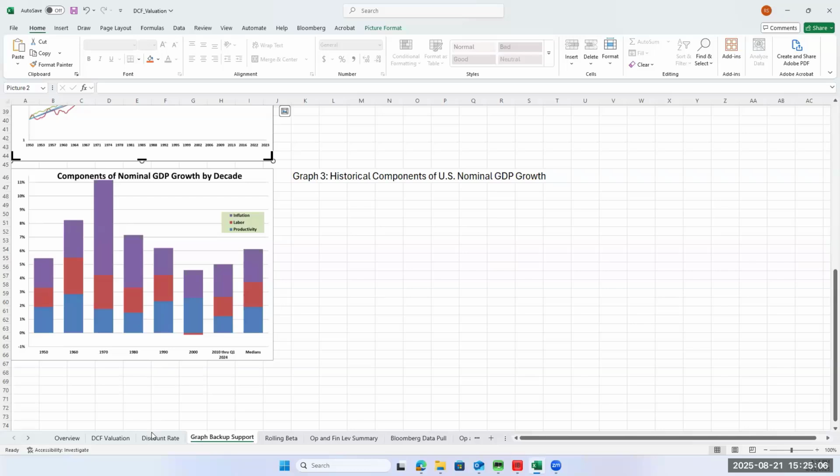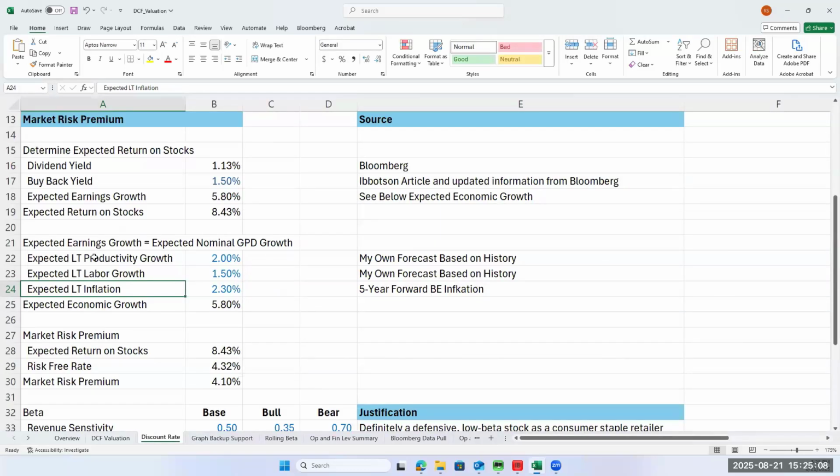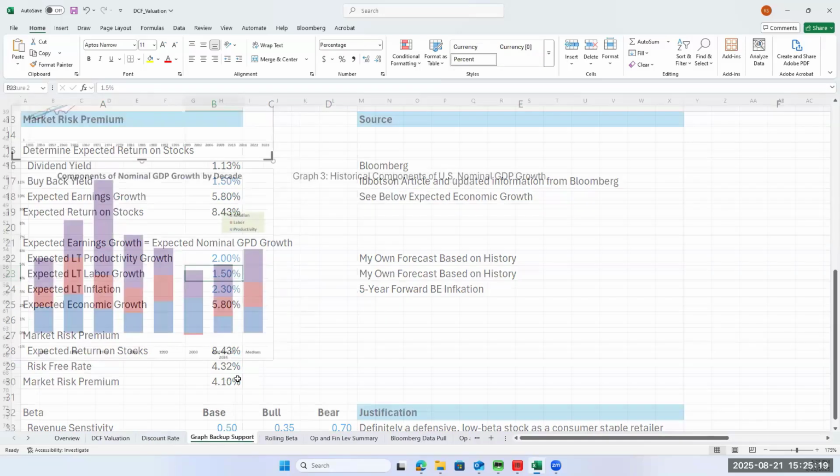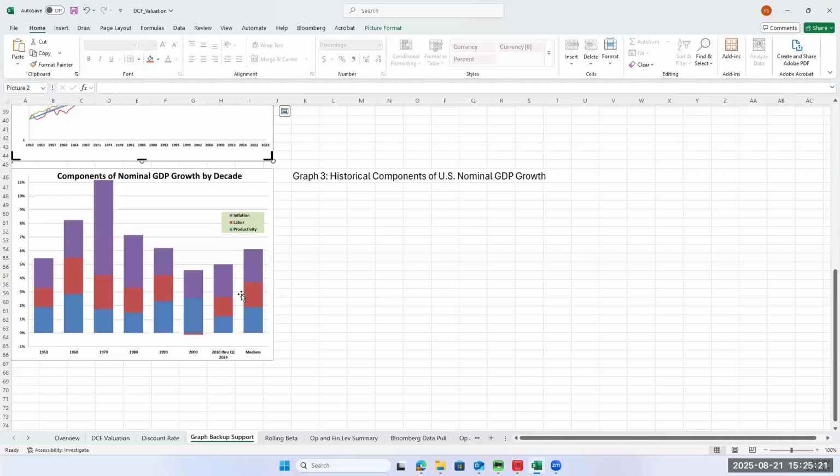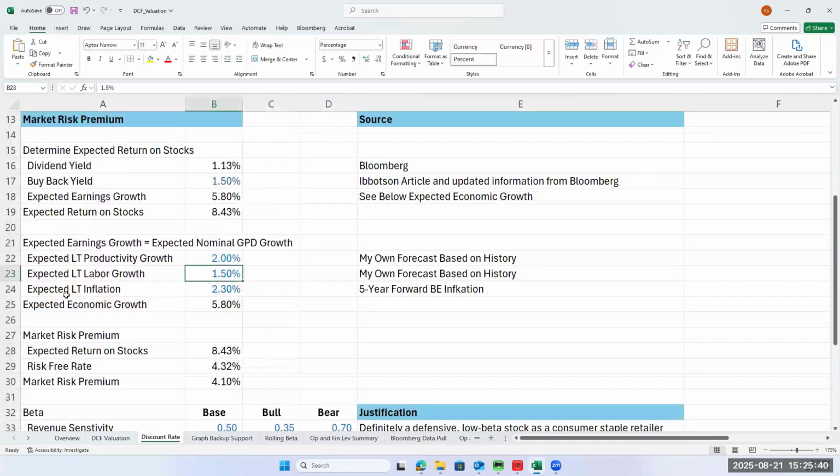But again, just support. And so for my discount rate, I'm going to assume productivity growth at 2% because that's been what it has been in the US over the long term. Labor growth 1.5. You could probably go lower on that. It was fairly strong this last decade, but it was actually negative in the 2000s. The average over the long term has been closer to that 1.5. You can see productivity plus labor growth is 3.5 to 4%. And then the last one is inflation.